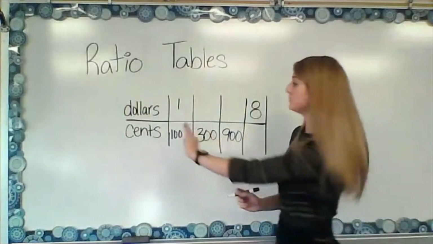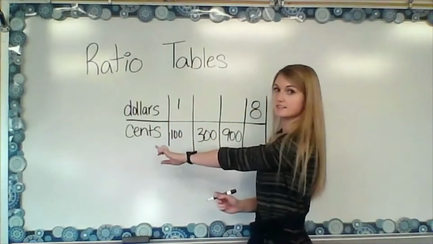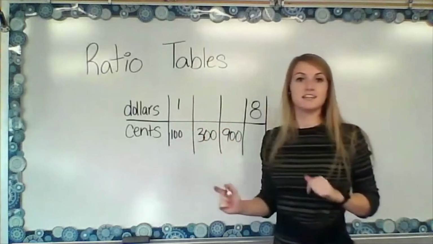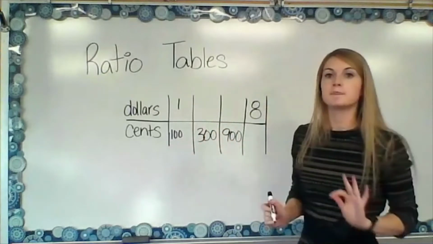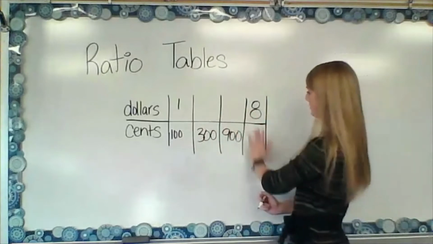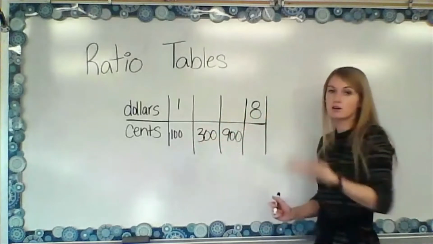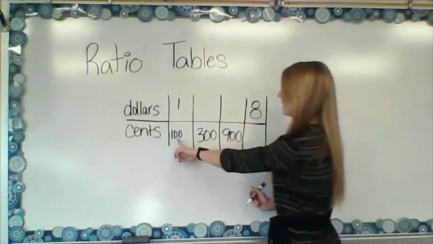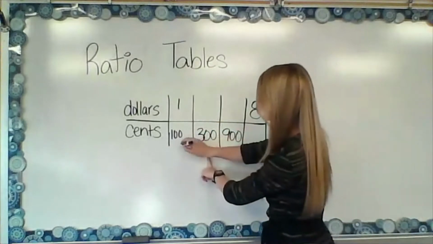This problem here, we're going to be comparing dollars to cents. So if I have $1, how many cents? That's going to be 100 cents. So we've got a couple empty spaces, so we use the ones that are filled in to help us find those. I have this one filled in. How do I go from 100?